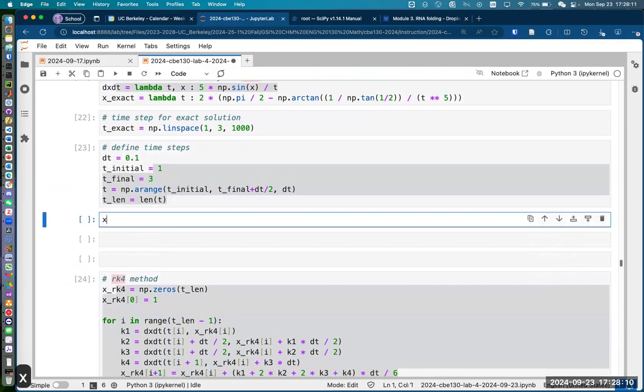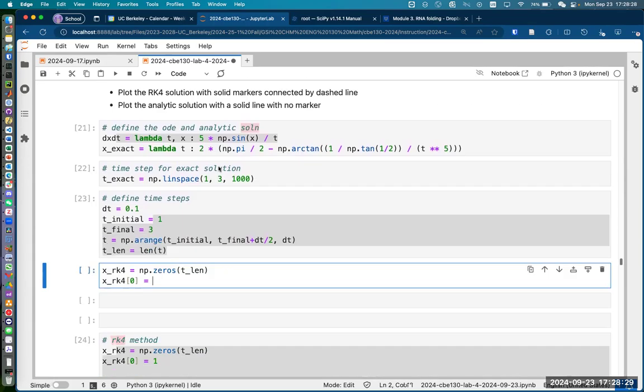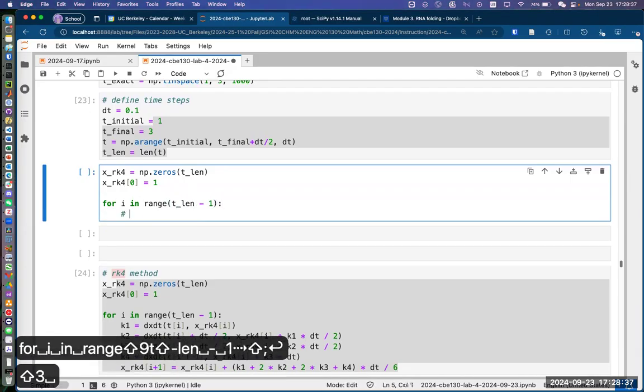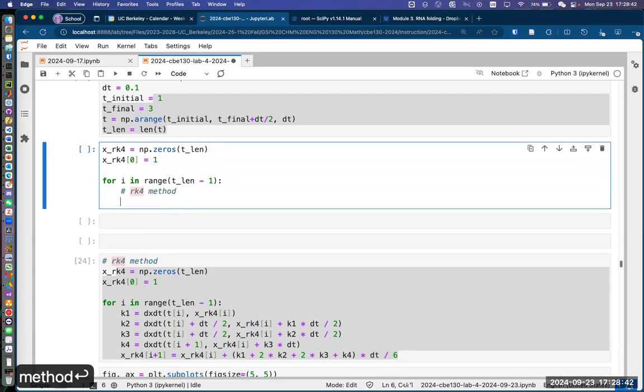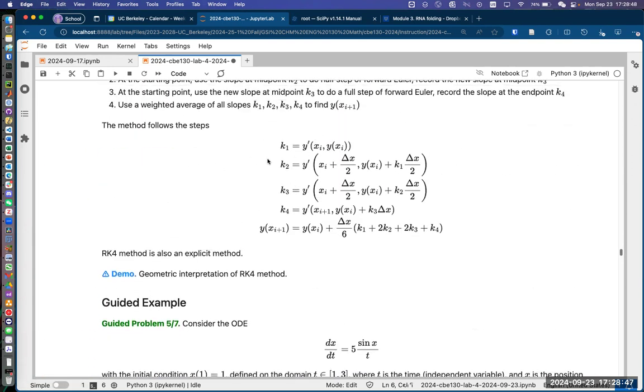So similarly, we still define the RK4. We fill it with zeros as placeholder. And then we define the initial conditions, RK4 of 0. The 0th index should be the initial condition, which is 1. And then for i in range of the length of t minus 1, we do our RK4 implementation. So we look back, you should have k1, k2, k3, k4.